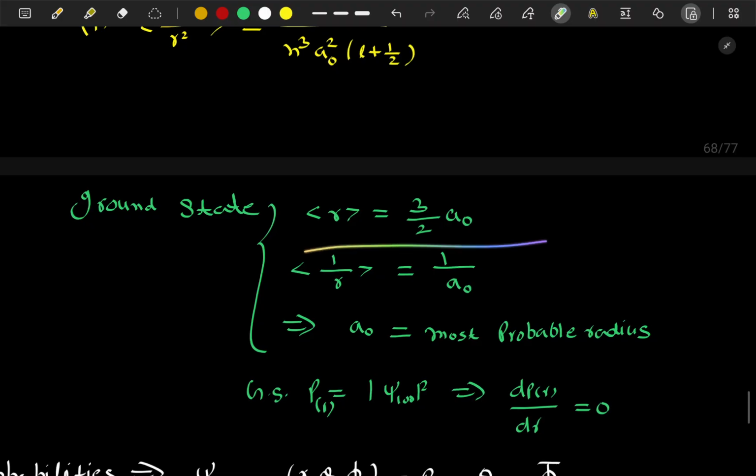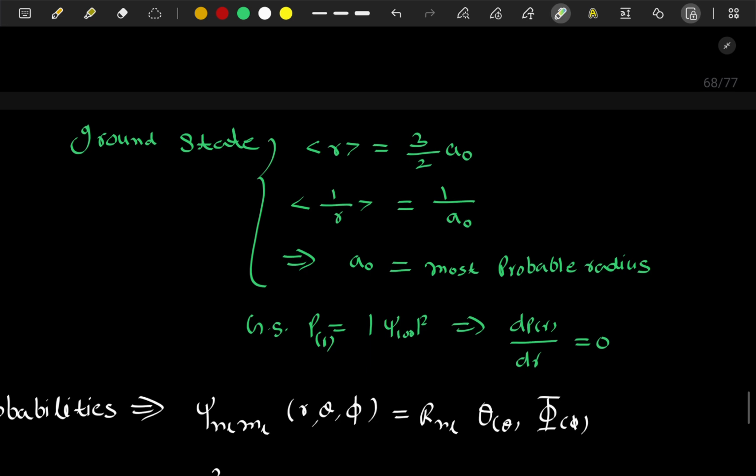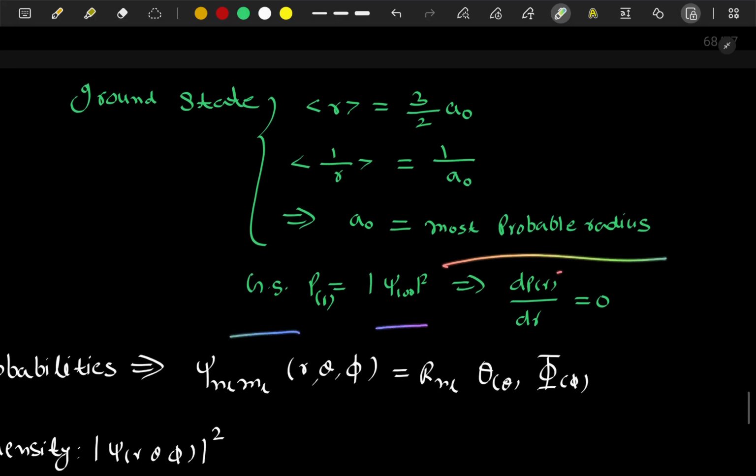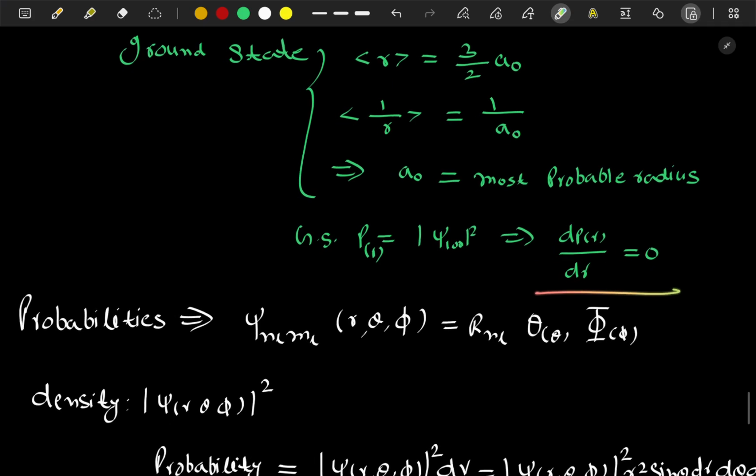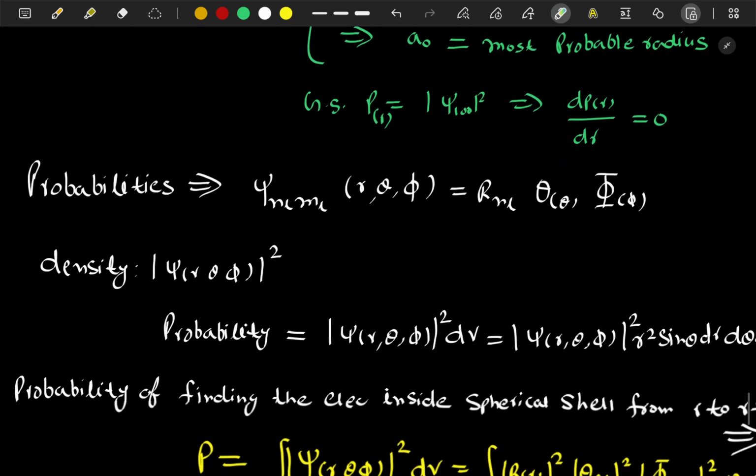For the ground state, this is very common, every student knows this: r is 3 by 2 a naught and 1 by r is 1 by a naught. From where we are getting this, we are going to solve in our further slides. So a naught is what we call the most probable radius. For the ground state the probability is psi 100 square, and how will we calculate it? We will differentiate and make that differentiation equal to 0, and from there we will get the point of most probable radius, which will give us the most probable state of that electron.